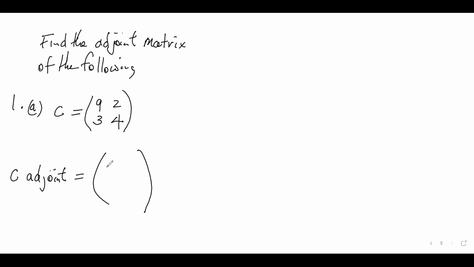So leading diagonal, I have to interchange, so it's now 4 and 9. Now the non-leading diagonal, I'm not moving the 2, I'm just multiplying it by -1, and the 3 by -1. So the answer is 4, -3, -2, and 9. One more, and then inverse, and that's it for tonight.